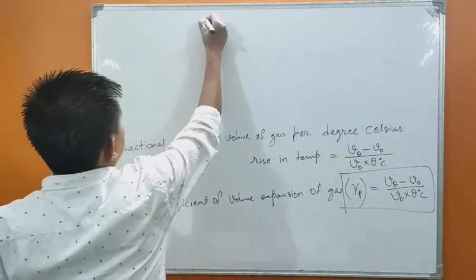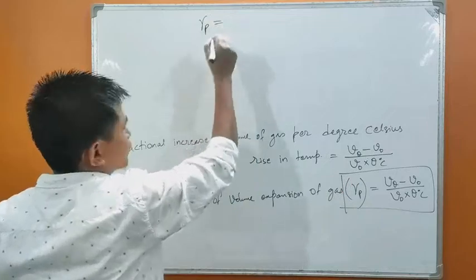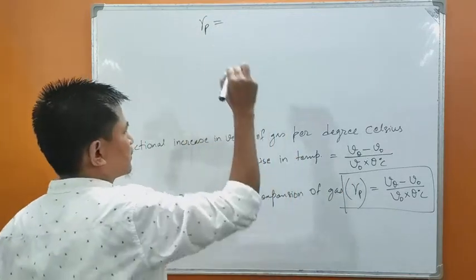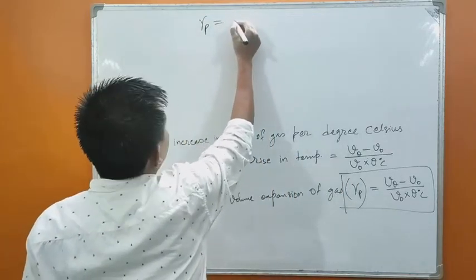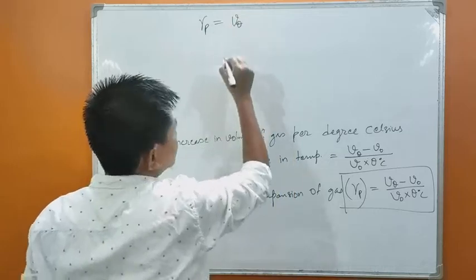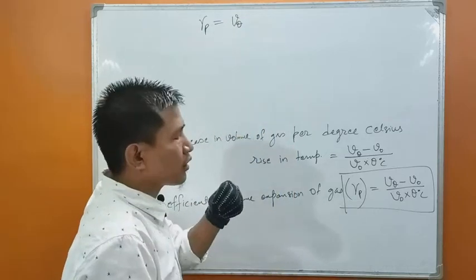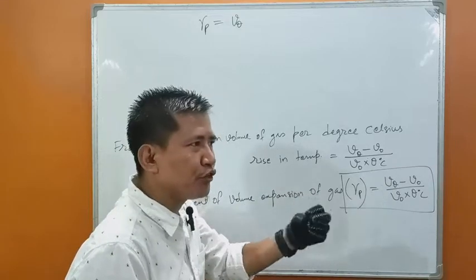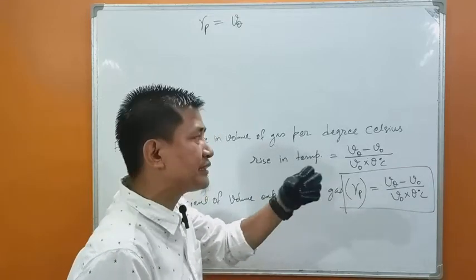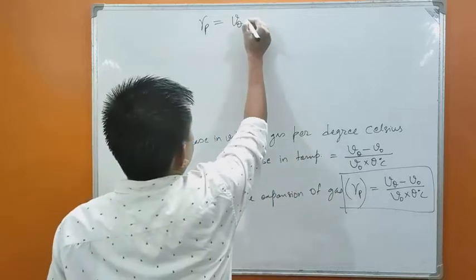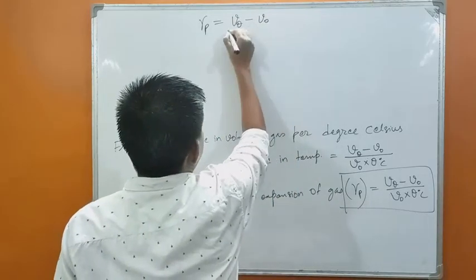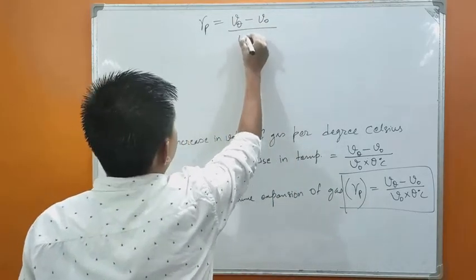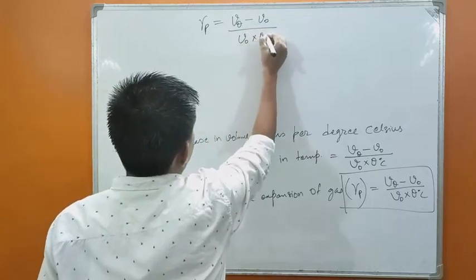Gamma P means the coefficient of volume expansion of gas, isn't it? Gamma P equals the increase in volume, that is V theta, the new volume of the gas when the temperature is theta degree Celsius, minus V naught, divided by V naught into theta degree Celsius.